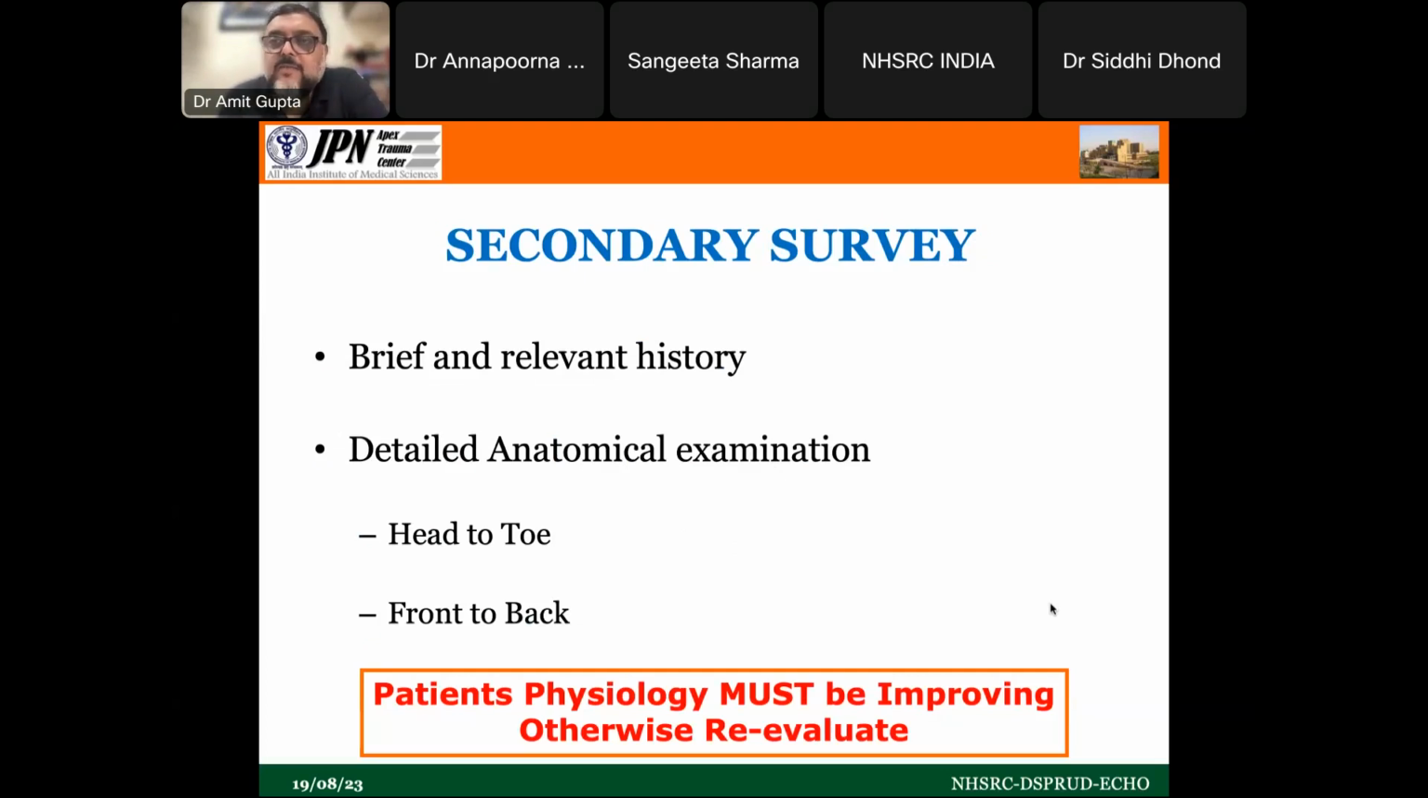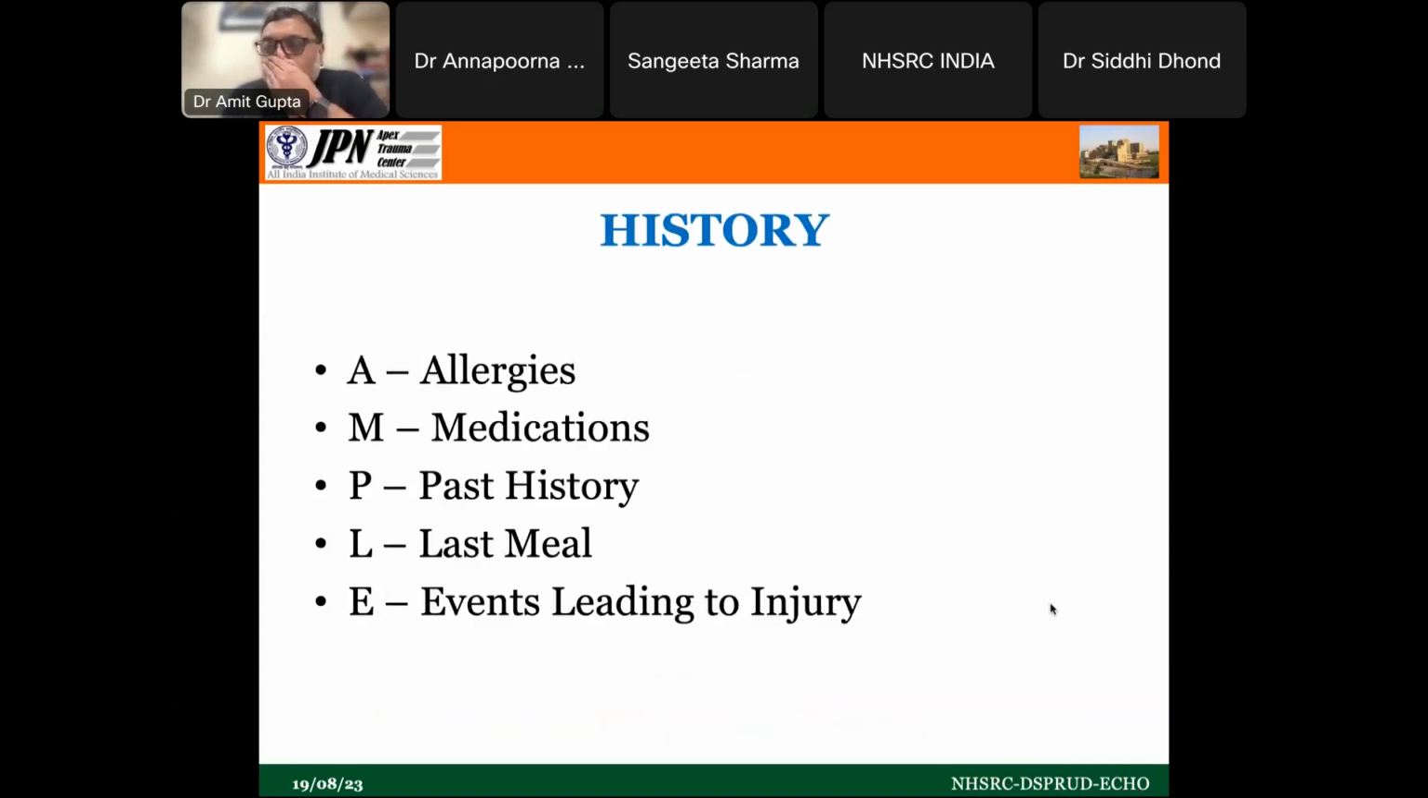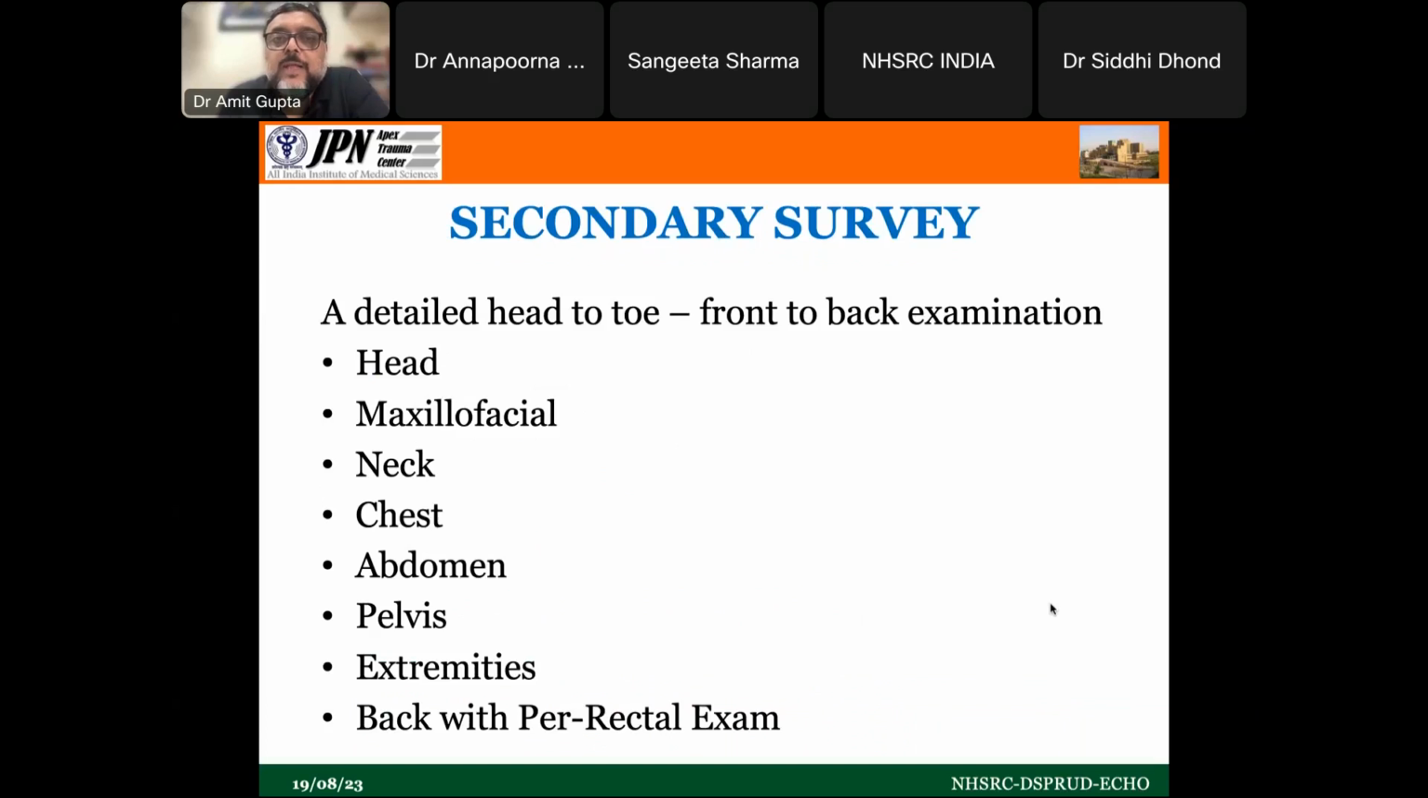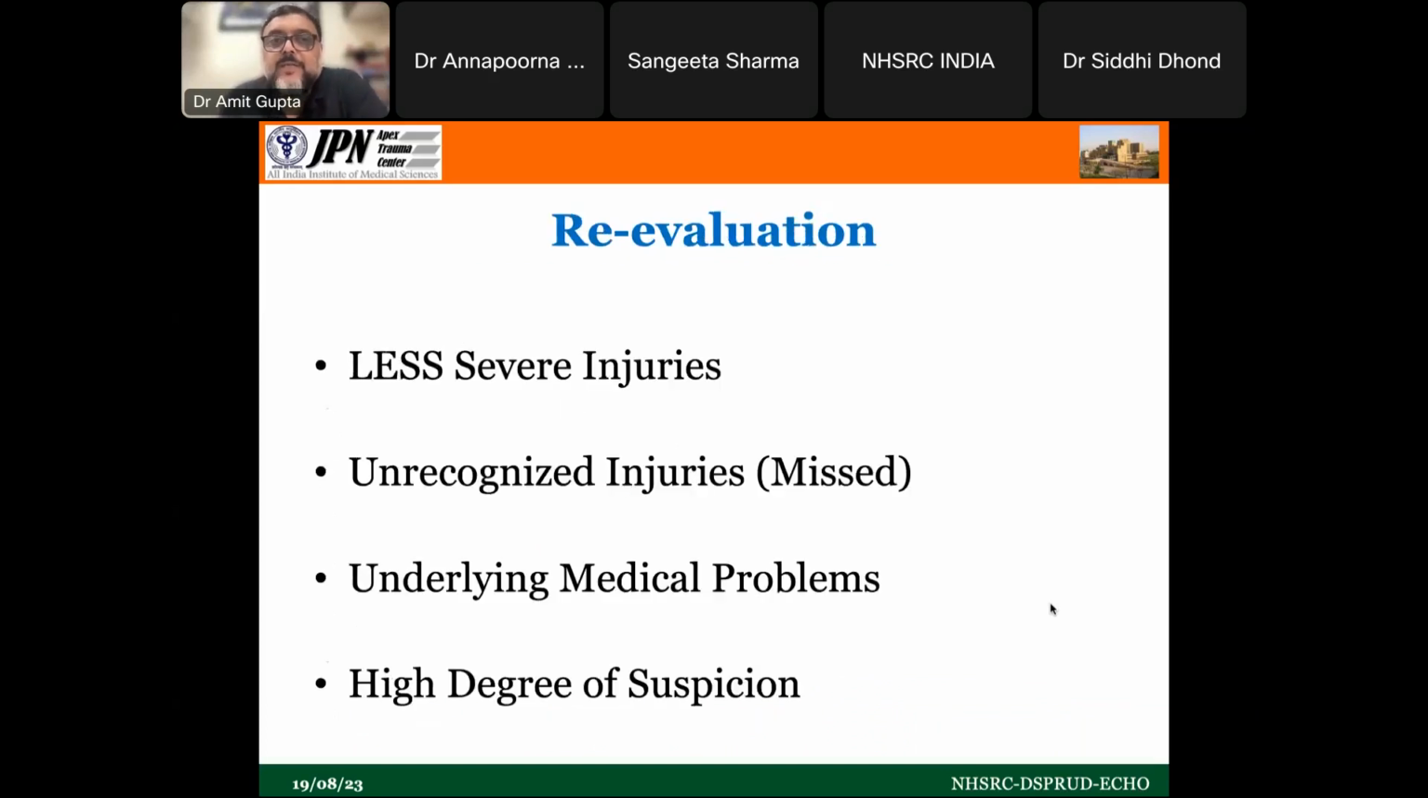the secondary survey, which includes a brief relevant history and a detailed anatomical examination from head to toe. The history is known as AMPLE history: allergies, medications, past history, last meal, and events, that means mechanism of injury. These are the important histories which have to be taken. And then a detailed head-to-toe, front-to-back examination of the whole body to find out the various anatomical injuries this patient has.